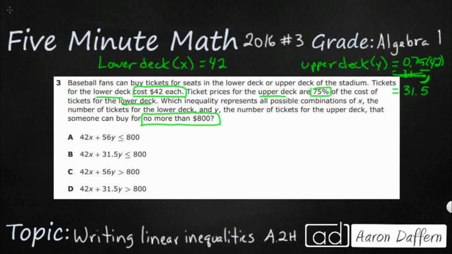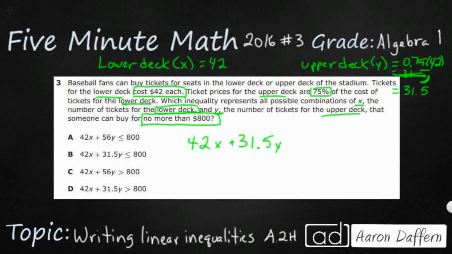Now, x is how many different lower decks we have, right? They're $42 each. So if I bought one, that'd be 42. If I bought two, that'd be 84. And so on. So I'm just going to put 42 for each x, which is the lower deck right here. And then I'm going to add, I guess someone wants to buy both. Baseball fans can buy one of each, multiple of each. So that's where the 31.5 comes from. That's my y, right? That's my upper deck.